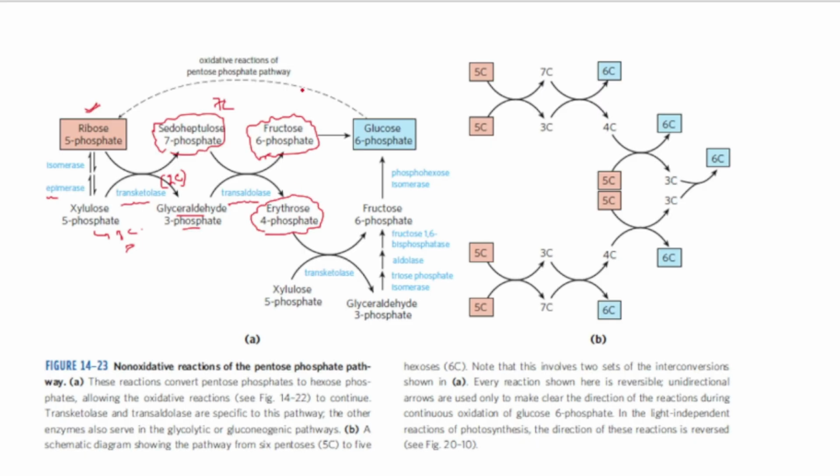This fructose 6-phosphate is a 6 carbon containing compound, and erythrose phosphate is a 4 carbon containing compound. This pseudoheptulose 7-phosphate got converted into erythrose 4-phosphate, and glyceraldehyde 3-phosphate got converted into fructose 6-phosphate.